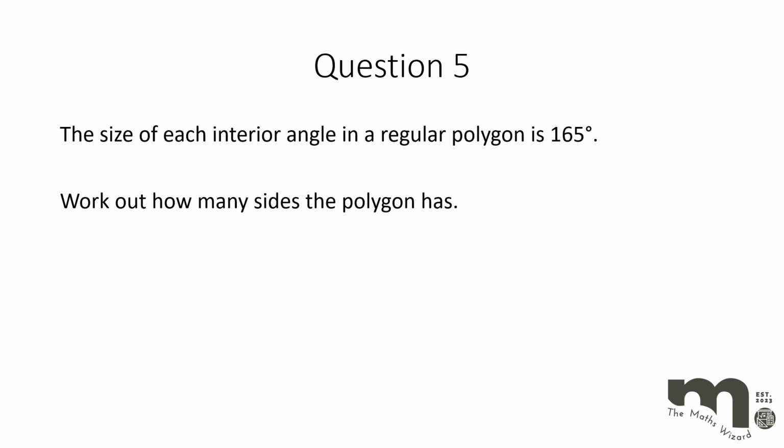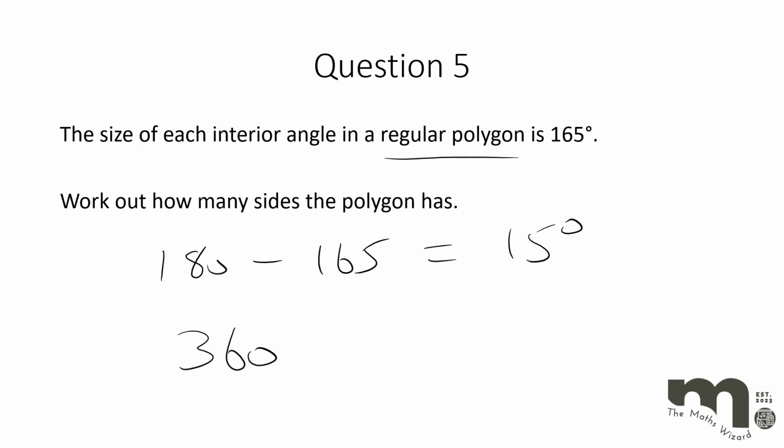Okay, now remember what I told you earlier. Every interior and exterior angle will add up to 180 degrees. So because it's regular, if we take 165 away from 180, each exterior angle on this regular polygon, remember they're all the same size, is going to be 15 degrees. So then we can take that 360, divide it by 15, and that will tell us we have 24 sides.